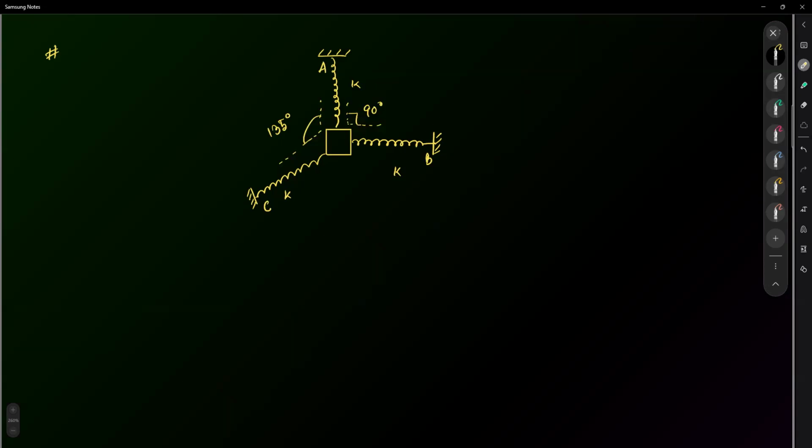Now, what is our purpose? Our purpose is to solve for the time period of this setup. Okay, the time period of oscillation of this setup. Now, suppose, now see here, we have the center of mass of this block, let's say, right?